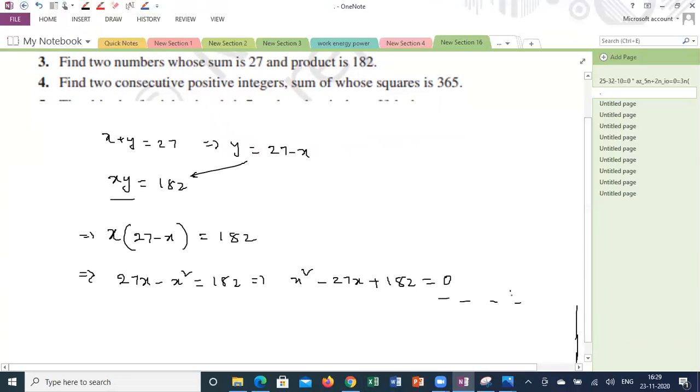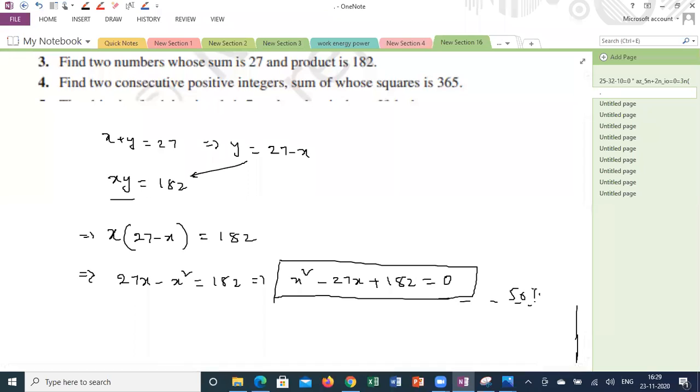Up to here only you will get 50% of the marks, because this is the important thing. First of all, you have to know how to frame the quadratic equation from the given scenario. That is important. That is the intention of this curriculum.